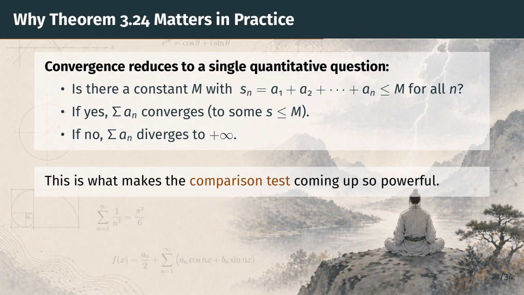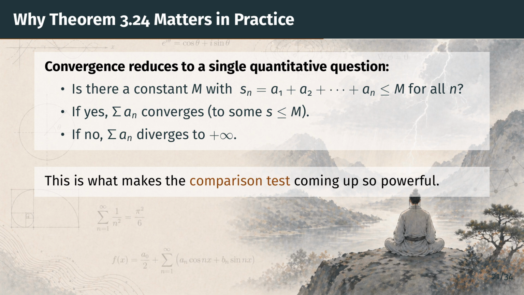Why is this so useful? Because for non-negative series, the qualitative question of convergence reduces to a single quantitative question. Are the partial sums bounded above by some fixed constant m? If yes, the series converges and its sum is at most m. If no, the partial sums are unbounded and, being non-decreasing, they march to plus infinity, so the series diverges.